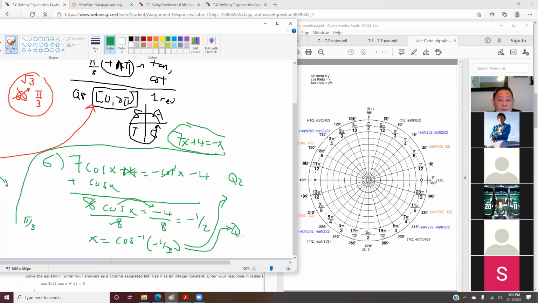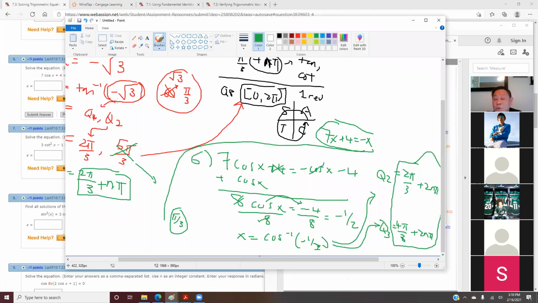Can you tell me what is quadrant 2 for pi over 3 or 60 degrees? 2 pi over 3. And how about quadrant 3? 4 pi over 3. Yep. Now, because this is cosine, your answer is 2 pi over 3 plus 2n pi, and 4 pi over 3 plus 2n pi. So this is your answer for question number 6. So you have 2 answers.